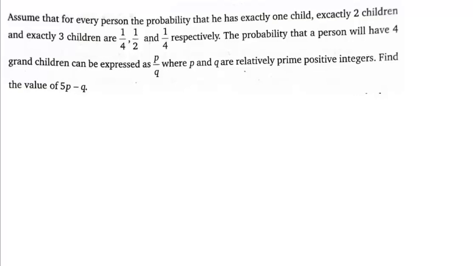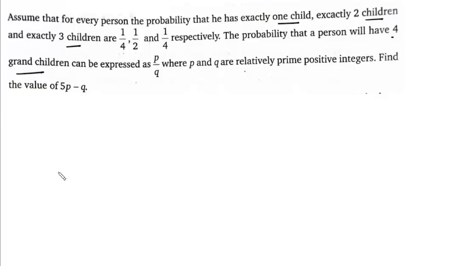Now here the question is, assume that for every person the probability that he has exactly one child, two children and exactly three children are 1 by 4, 1 by 2 and 1 by 4. The probability that a person will have 4 grandchildren can be expressed as P upon Q. Then find the value of 5P minus Q.